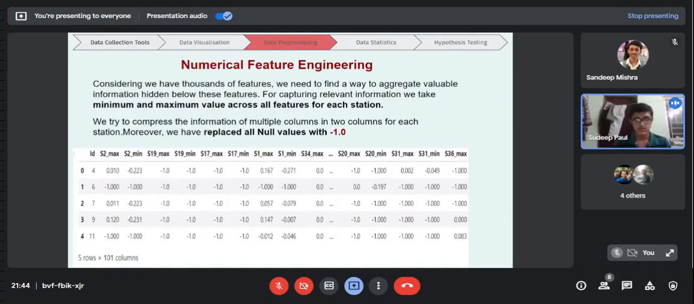Also, the failure rates at each station are different. So for capturing relevant information, we take the minimum and maximum value across all features for each station. After this manipulation, for each station, we are left with only two columns, maximum and minimum feature columns respectively. Since in total there are 50 stations, now we have only 101 columns left for all stations combined. Moreover, in the feature columns, we have replaced all the null values with -1.